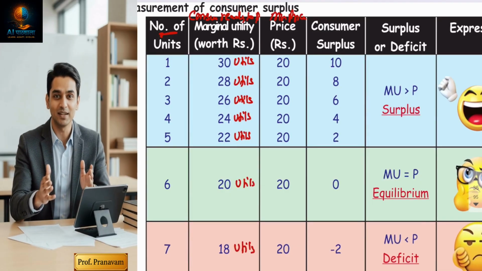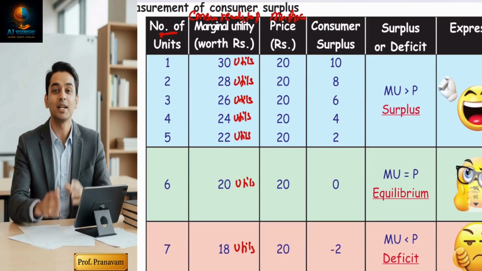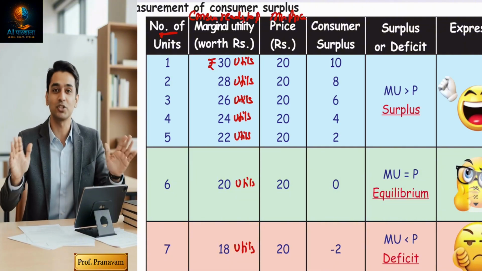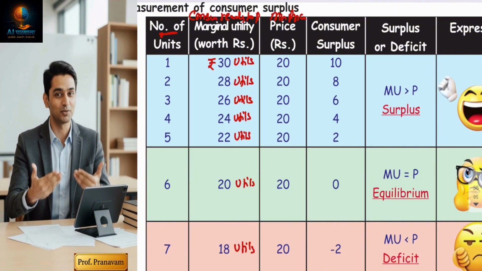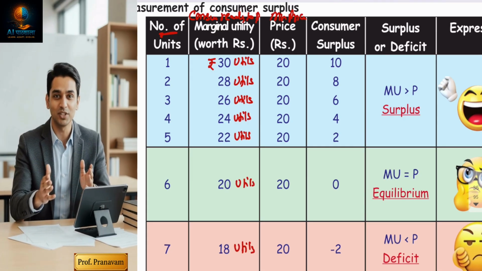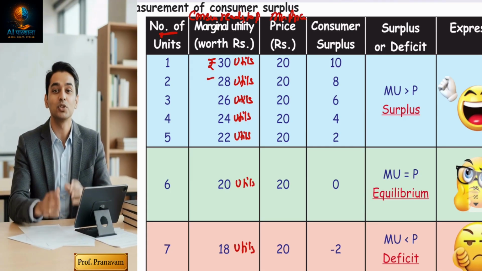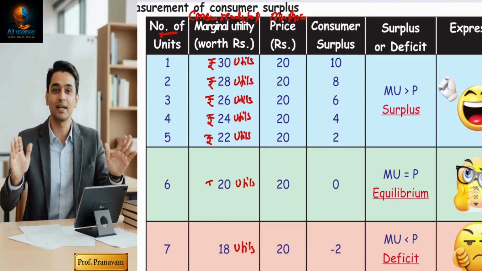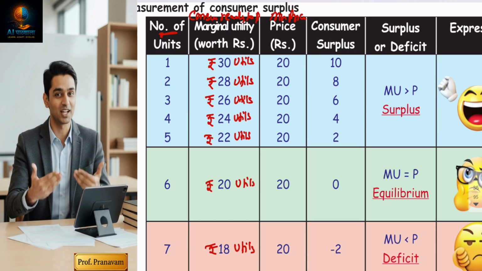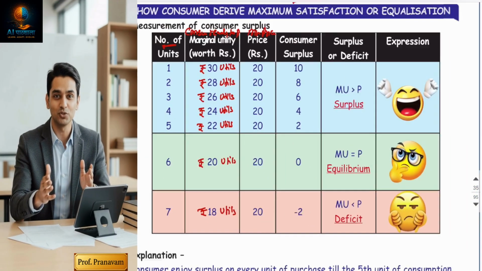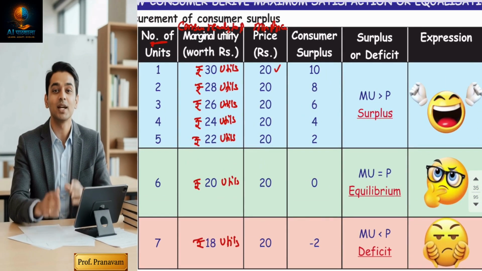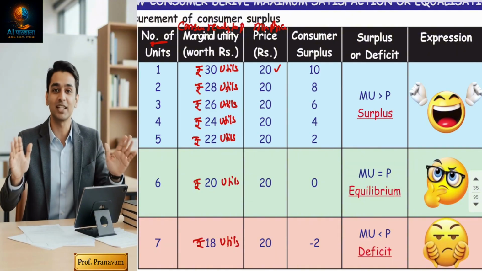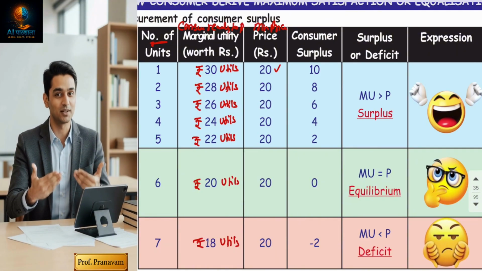So here what Alfred Marshall wants to say: the first unit is going to give you 30 utils of satisfaction, so that means you are ready to spend 30 rupees. One util is equal to 1 rupee you are ready to spend. So here 28 rupees, 26 rupees, 24 rupees, 22 rupees, 20 rupees and 18 rupees. Okay, so let's derive surplus and all. But in the market, I have assumed that slices of pizza are available at 20 rupees per slice. 20 rupees throughout, the price will remain constant.